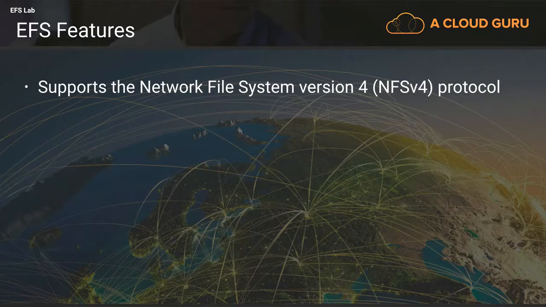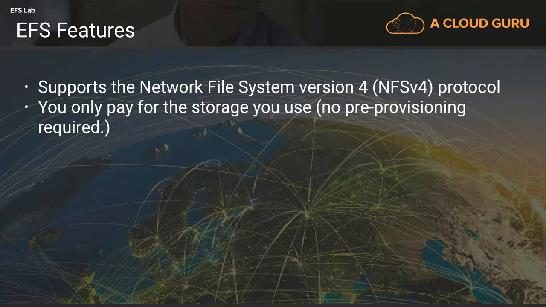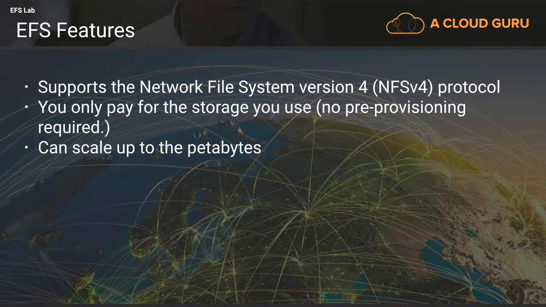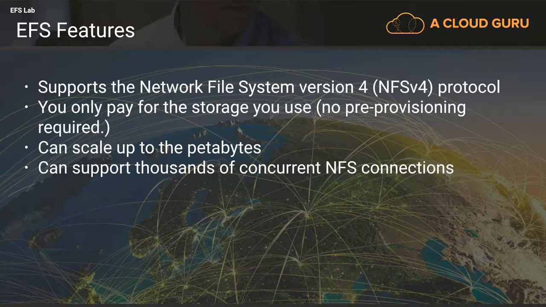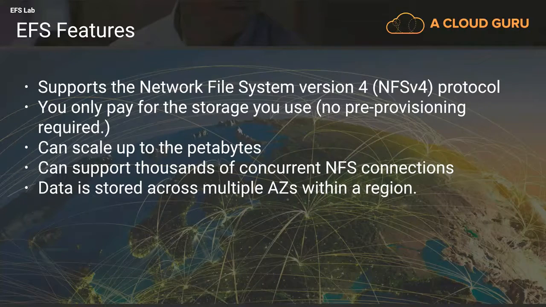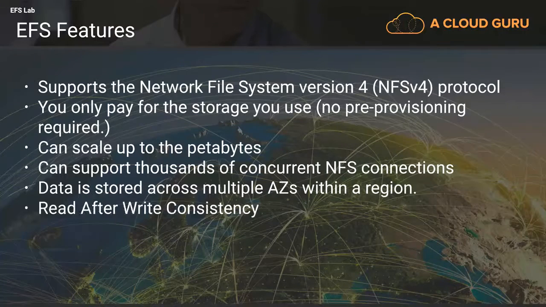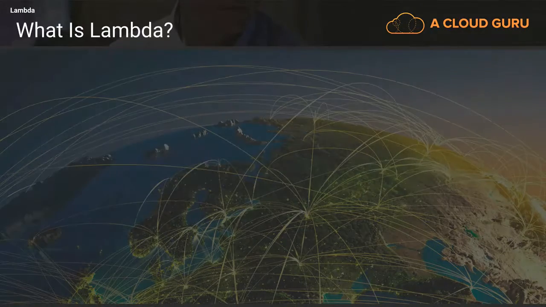Moving on to EFS, it supports the Network File System version 4, so it's the NFSv4 protocol. You only pay for the storage that you use. There's no pre-provisioning required, and it can scale all the way up to the petabytes, so it is a really resilient service, and it can support thousands of concurrent NFS connections. So it's a great thing to use if you're going to need a file server where you've got thousands of people connecting into it. And data is stored across multiple availability zones within a region, so it is very resilient. And the consistency model for EFS is read after write. So as soon as you've written the data, you will then be able to go in and read that data.